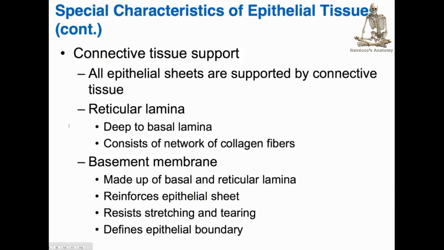It makes the epithelial sheet stronger. As you might have seen, when a house is made, a very strong basement is set up, with concrete and iron rods put into it, and a reinforcement material is formed. In that way, the basal and the reticular lamina both combine to form the basement membrane, which in turn reinforces this epithelial sheet and prevents these attachment sheets from coming apart. It provides resistance against stretching and tearing, and defines the particular epithelial boundary.